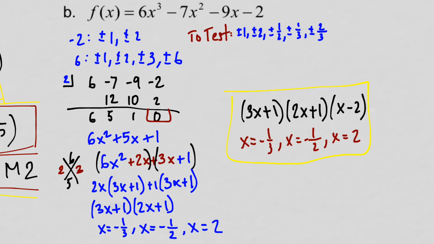Alright, here you go. This is the correct solution for part B. What I did first is I came up with all the factors of the negative 2 at the end, the constant, which is plus or minus 1, plus or minus 2. Then I came up with all the different factors of 6, which is the leading coefficient, plus or minus 1, plus or minus 2, plus or minus 3, plus or minus 6.